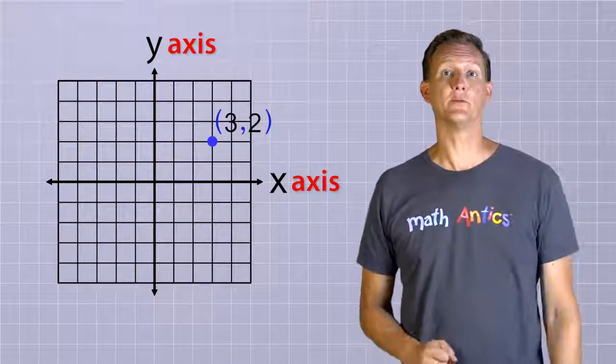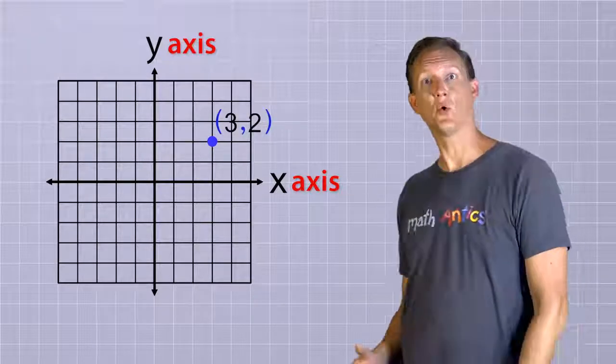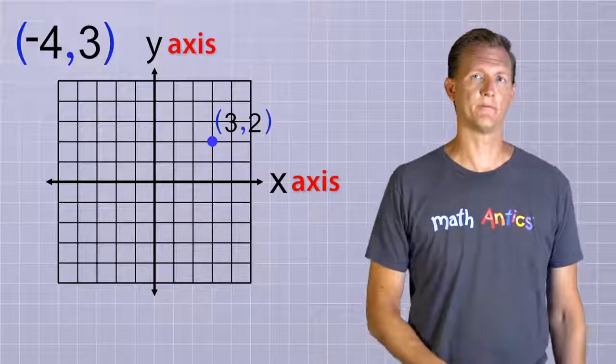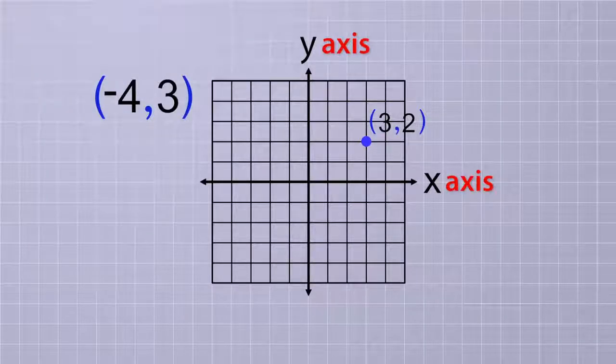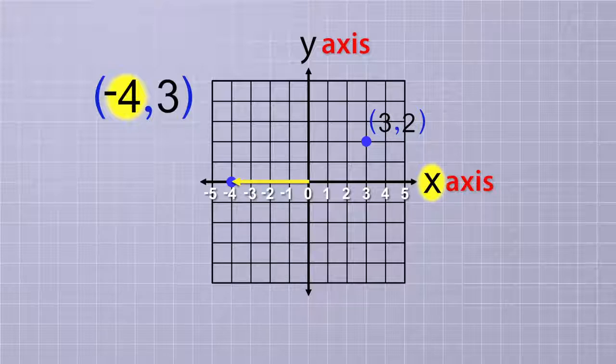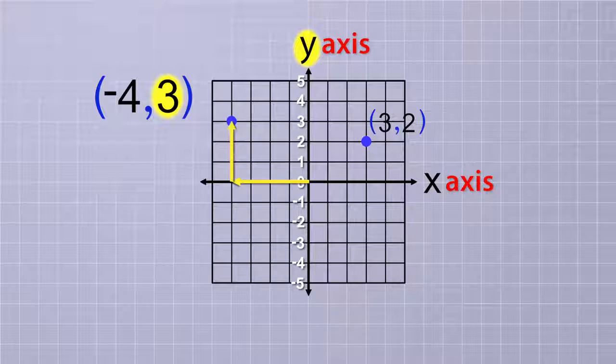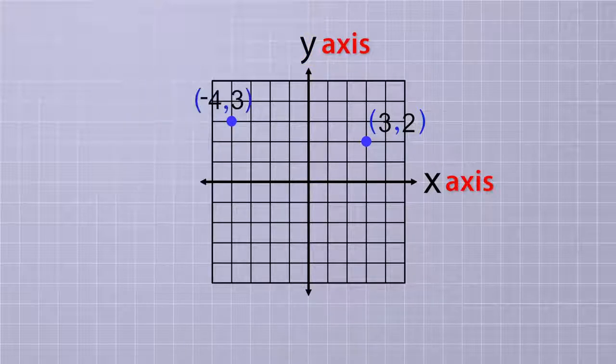Let's try it a few more times so you get the idea. Let's plot the coordinates (-4, 3). Again, we start by imagining a point at the origin and then let the coordinates tell us how far to move it along the x and y axes. Since x is -4, we move the point a distance of 4 units, but this time in the negative x direction, which is to the left. And then, since y is positive 3, we move the point a distance of 3 units in the positive y direction.